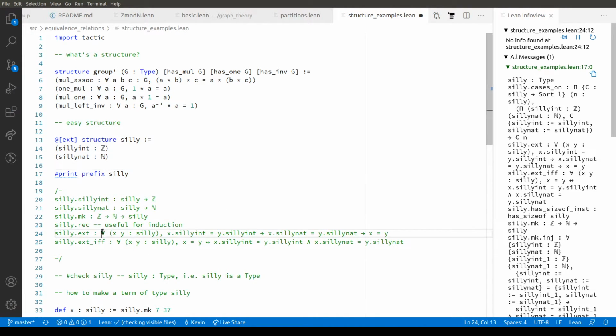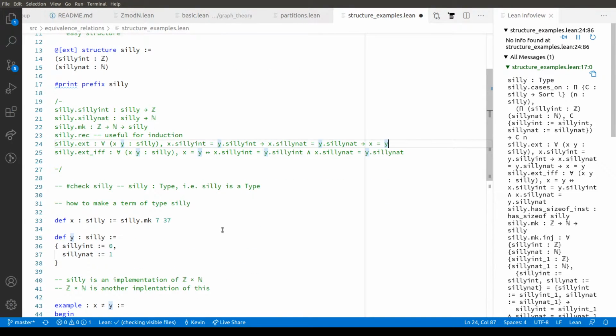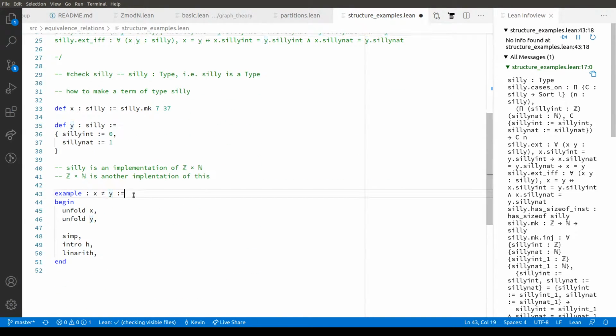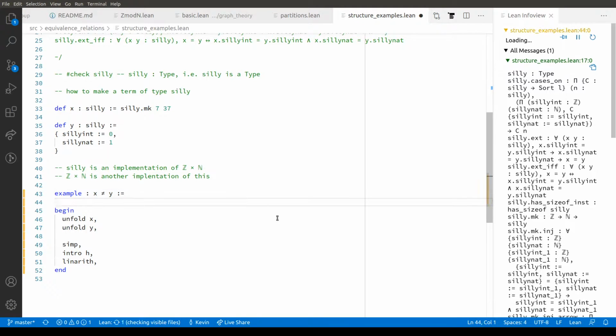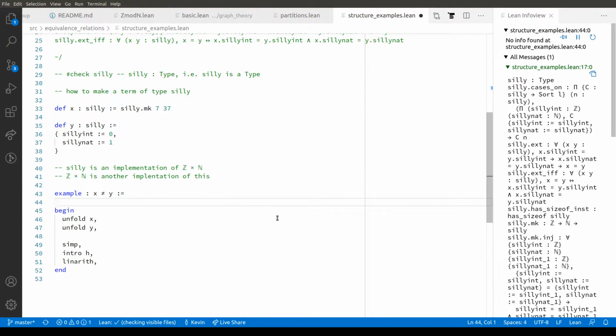You see this one here, silly.ext, says if x and y are made out of the same integer and the same natural, then they're equal. And xdiff says that two terms of type silly are equal if and only if they are made out of the same integer and the same natural. So how would I do this in term mode? Let's do this in term mode.